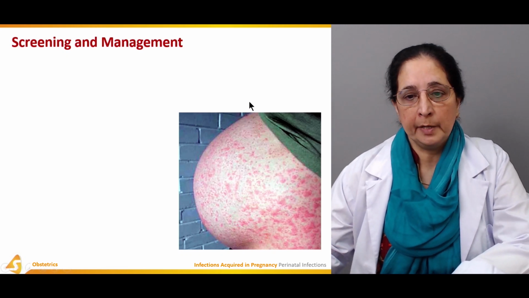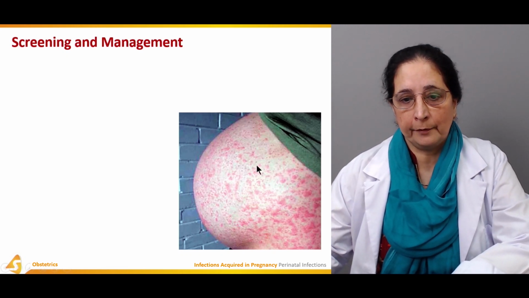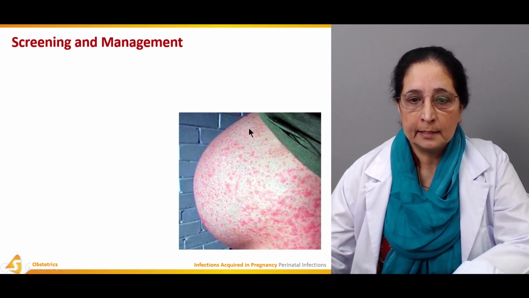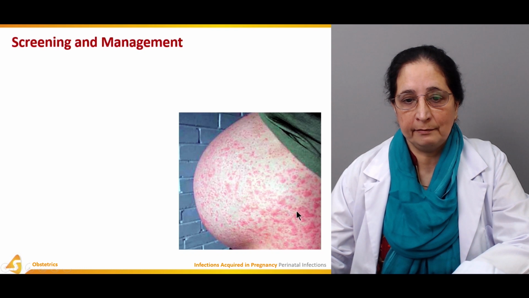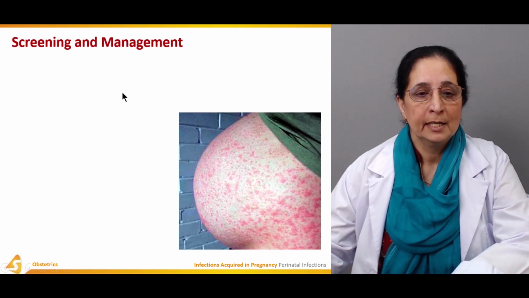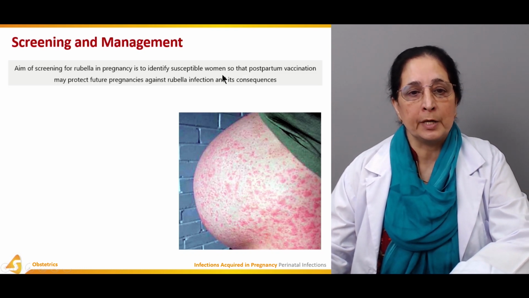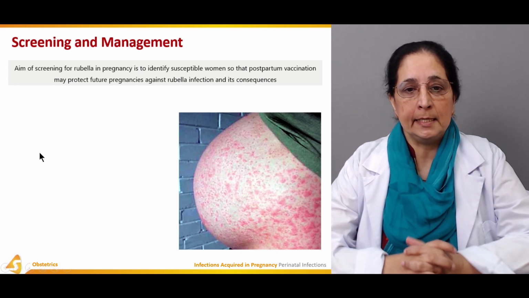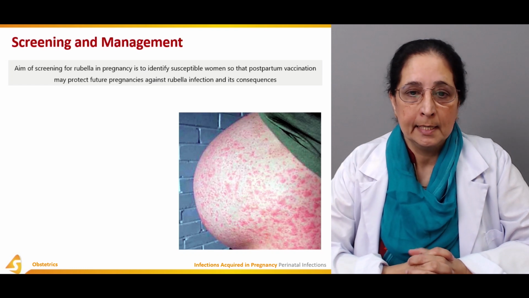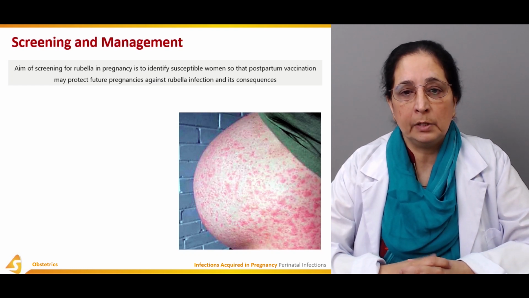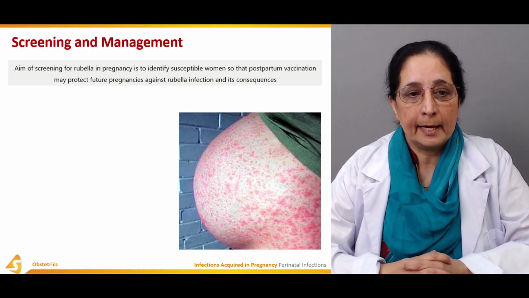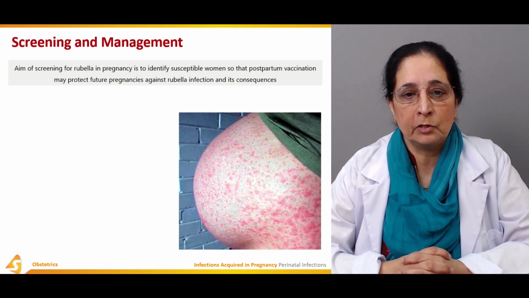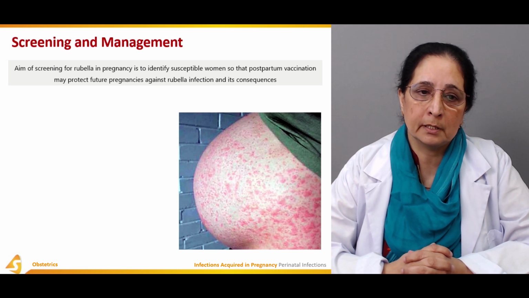Screening and management: if you see the rash, a febrile rash is present, a rash associated with fever. It's a very bad, very severe rash. The aim of screening for rubella in pregnancy is to identify susceptible women so that postpartum vaccination may protect future pregnancies against rubella infection and its consequences.